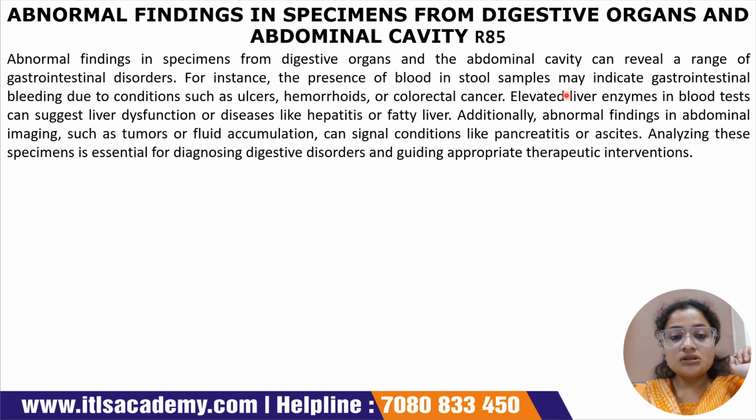Okay, moving on to the next important subcode. As you can see over here, it's R85, which corresponds to abnormal findings in specimens from digestive organs and abdominal cavity. This can reveal a range of gastrointestinal disorders. For instance, the presence of blood in stool samples may indicate gastrointestinal bleeding due to conditions such as ulcer, hemorrhoids, or colorectal cancer. Elevated liver enzymes in blood tests can suggest liver dysfunction or diseases like hepatitis or fatty liver, or even liver cirrhosis or liver cancer. Additionally, abnormal findings in abdominal imaging such as tumors or fluid accumulation can signal conditions like pancreatitis or ascites. Analyzing these specimens is essential for diagnosing digestive disorders and guiding appropriate therapeutic interventions.